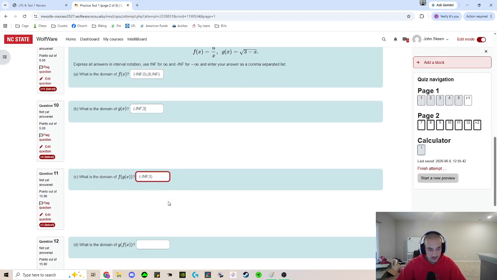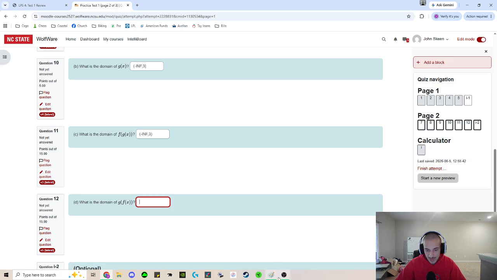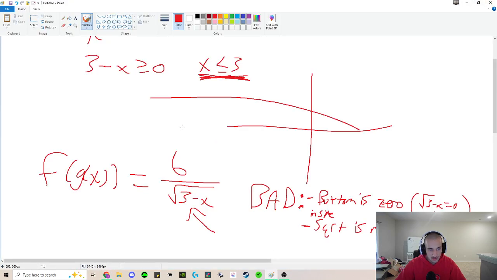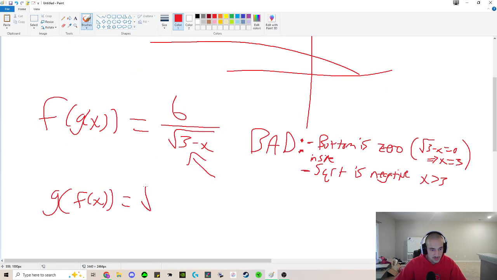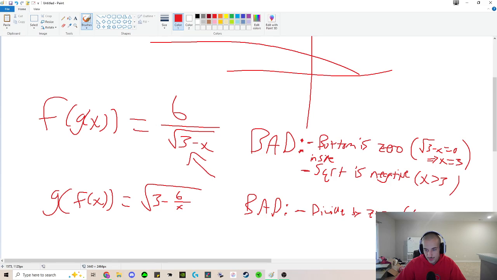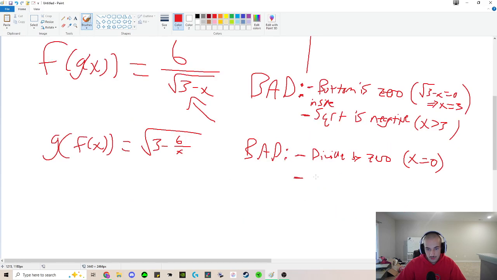And then g of f, very similar question, right? We're just going to have g of f. G of f of x, right, is going to be square root of 3 minus 6 over x. Okay. So the bad points here, first off, it's when you divide by 0, i.e., x equals 0 is bad, right? Because here you'd be dividing by 0. Also, the inside of the square root is negative, right? I'm just going to copy this. Exact same.